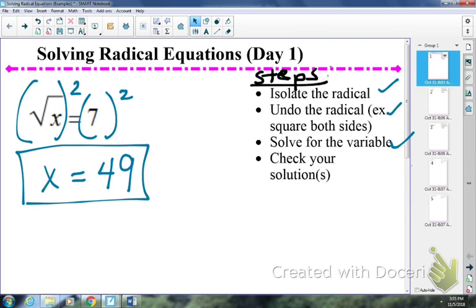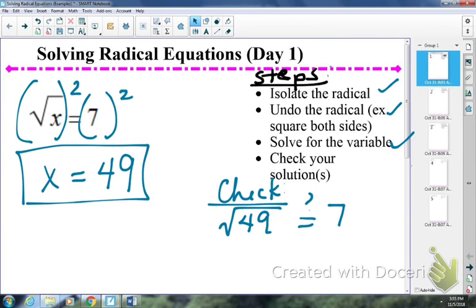Now we need to check to make sure that this answer does make sense, that it does work. So whether you actually formally write out a check step or whether you just do it in your head, it's up to you. So again, wherever you have an x, I'm going to plug in a 49. So we're going to have the square root of 49. Again, does that equal 7? Well, the square root of 49 is 7, so that does work. So 49 is my solution.